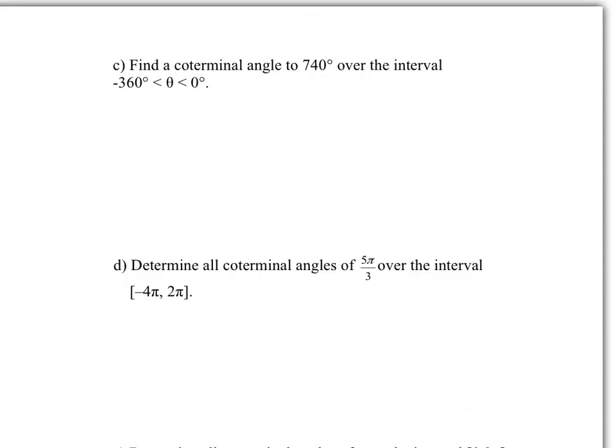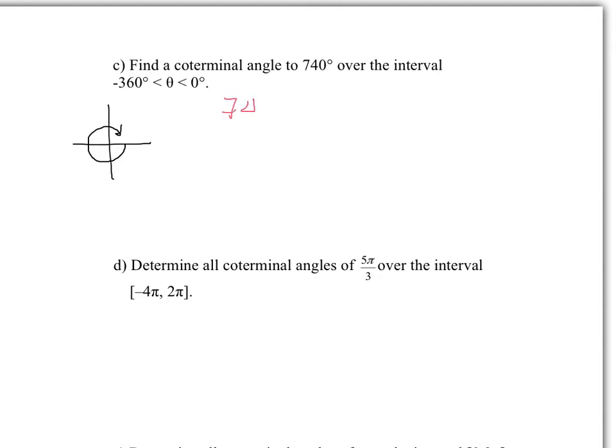Alright, in this example, I want to find all the coterminal angles of 740 on the interval negative 360 to 0. So if you think about what negative 360 to 0 would be, this would be the first revolution in the negative direction, right? Because if you were to sketch this angle, you would have an angle somewhere in that revolution, okay? So at the end of the day, we need to subtract 360 from 740 a bunch of times until we get into this revolution.